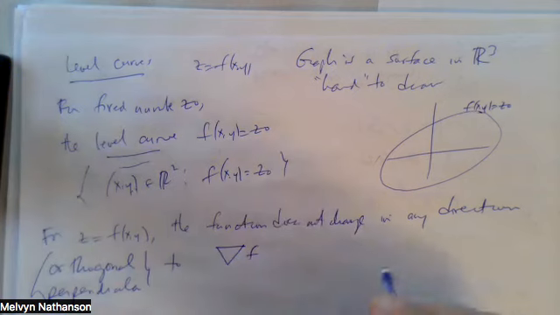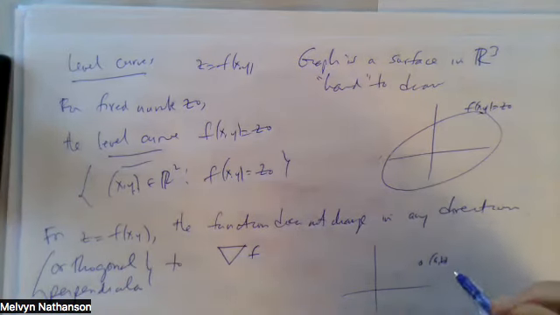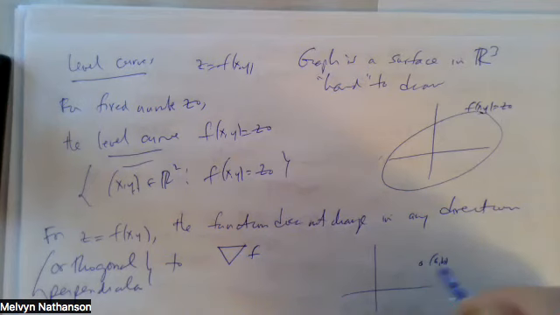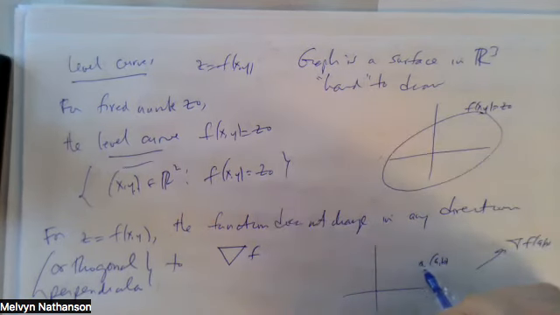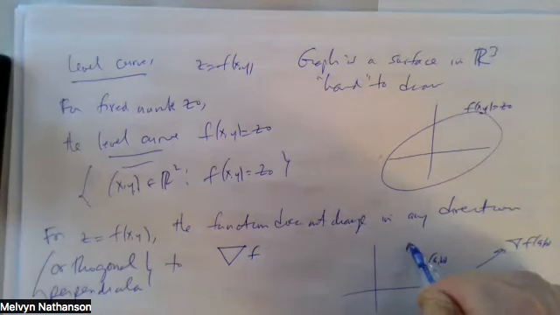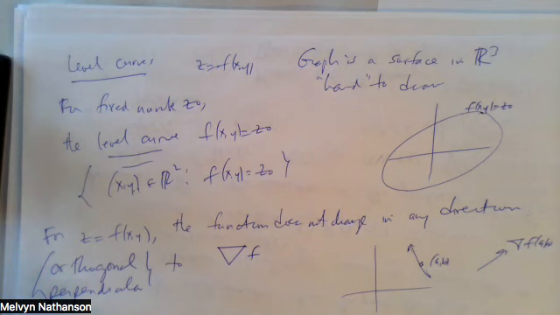So at any point (a, b), you have a gradient, and in any direction perpendicular to the gradient, the function isn't changing. The directional derivative is 0.